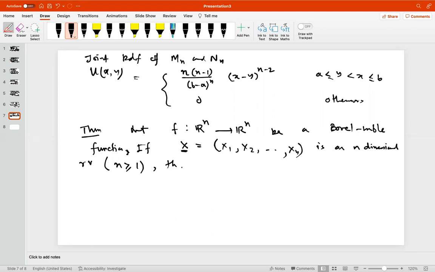Then that function f(X), which you can take as also Rn to Rm, is an m-dimensional random vector. So it is n-dimensional vectors, and this proof is again in the book. This is not tough. You can easily check that.